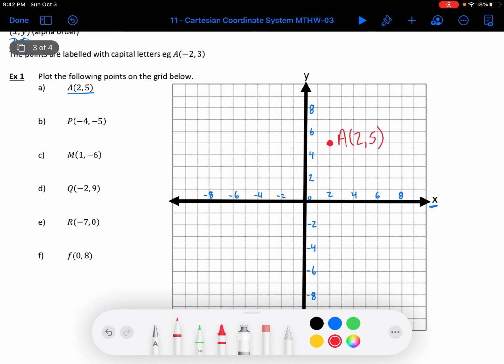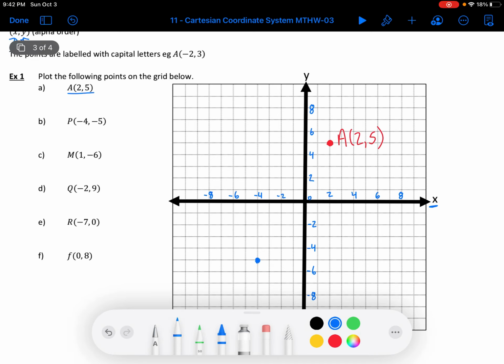Okay, so now let's do P. Well, P is -4. So -4 would be right here. But again, we're not finished at -4. We have to go -4 and then -5. So I'm going to go down 5 from -4, and I'm going to label it there.